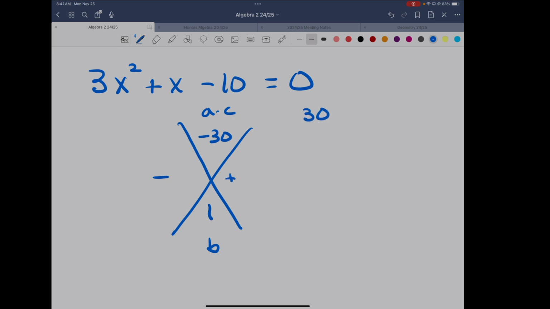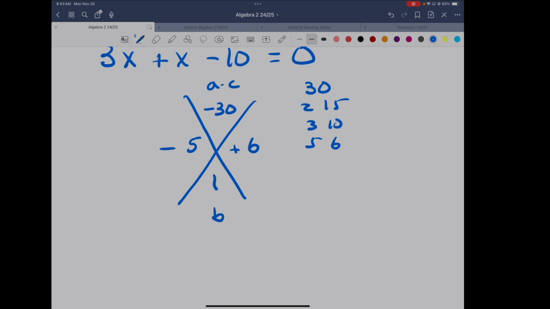So I'm looking for factors of 30 that have a difference of 1. 2 and 15, that doesn't work. 3 and 10, that doesn't work. 5 and 6, there it is. So 5 and 6. 6 is positive. 5 is negative. Negative 5 times 6 is negative 30. Negative 5 plus 6 is 1. It works.